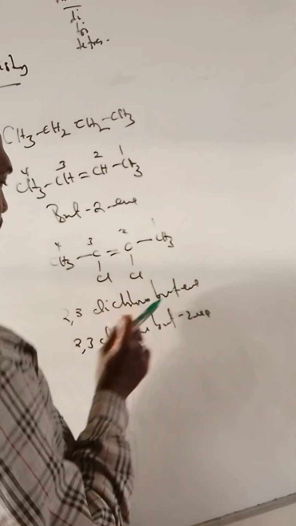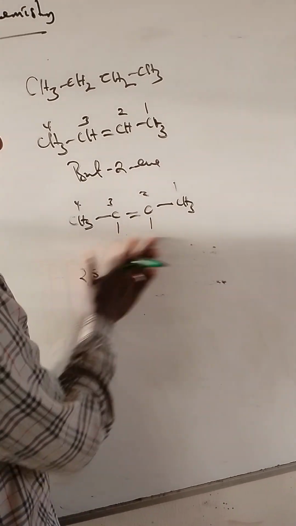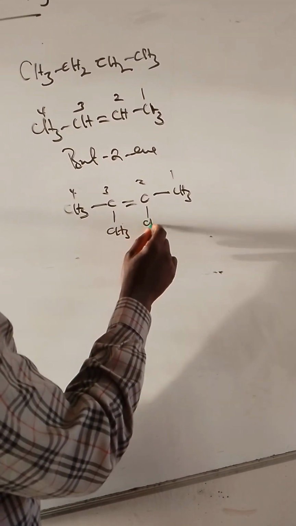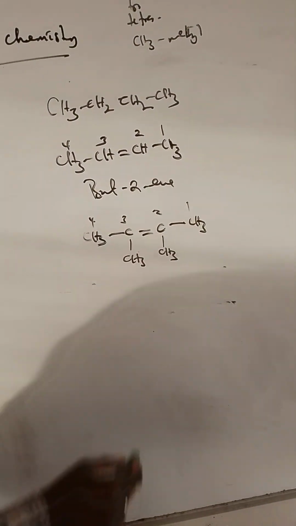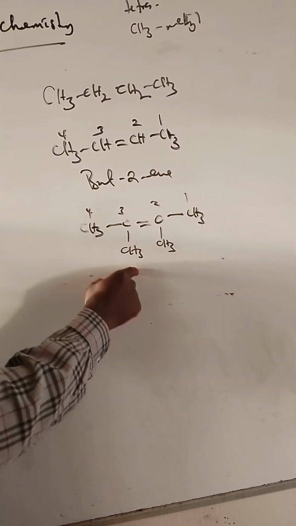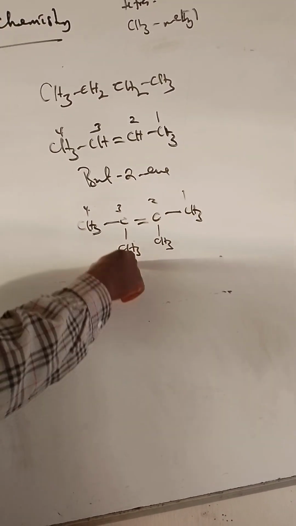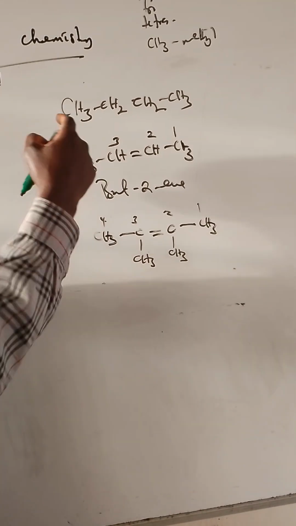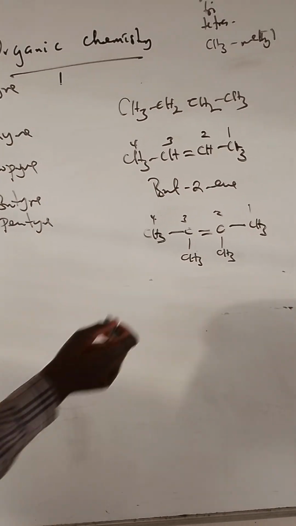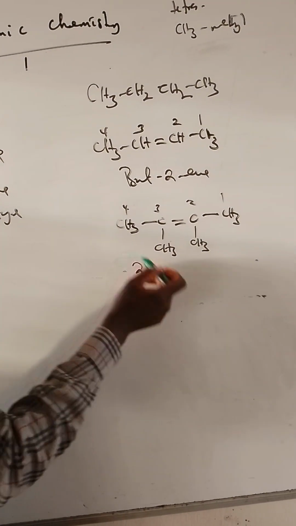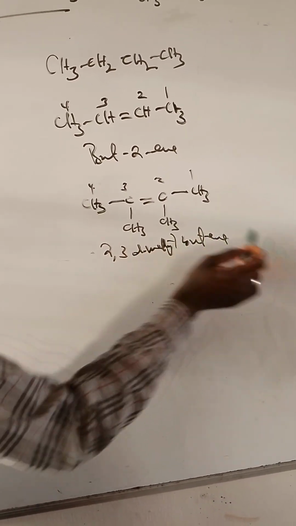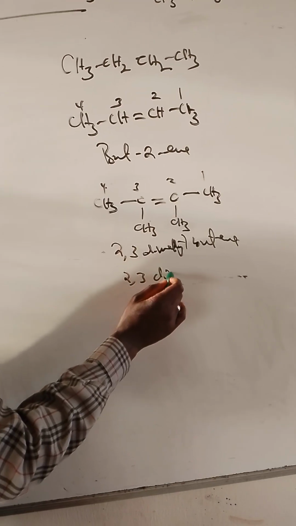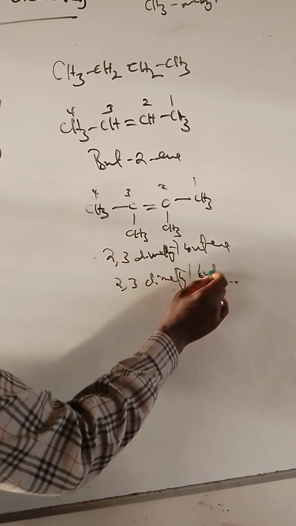If you have the same thing, let's assume we remove the Cl and put CH3, so we have CH3 groups. The CH3 is called methyl. So you call it 2,3-dimethyl butene, or 2-butene, or 2,3-dimethyl butene, as the case may be.